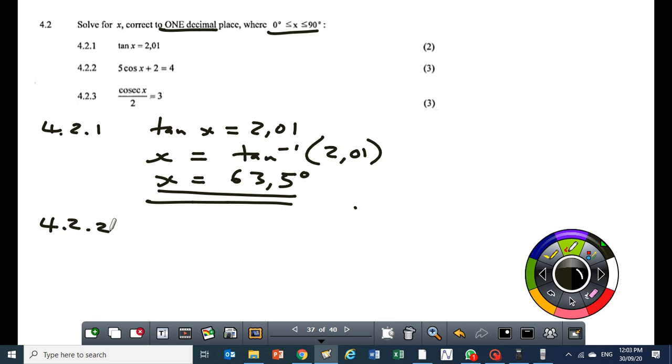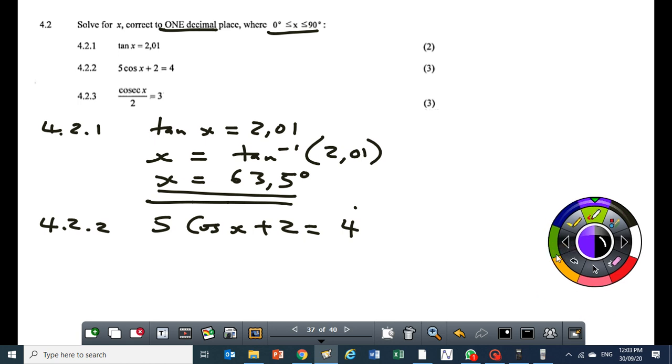Okay? Then the next one, you've got 5 cos x plus 2 equal to 4. There is no need to get nervous when you see a question like this. Your heartbeat must not increase because you solve it. It's not difficult. What you need to know here is that the 5 cos x is one term. The plus 2 is a second term. So the left-hand side is a binomial.